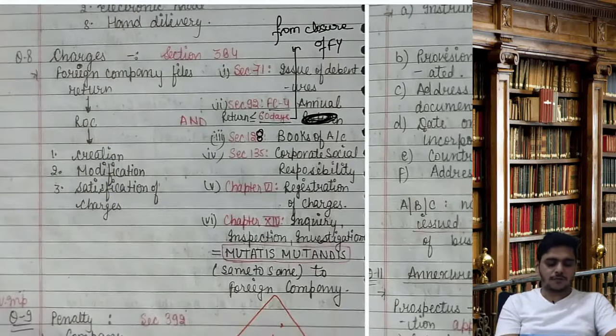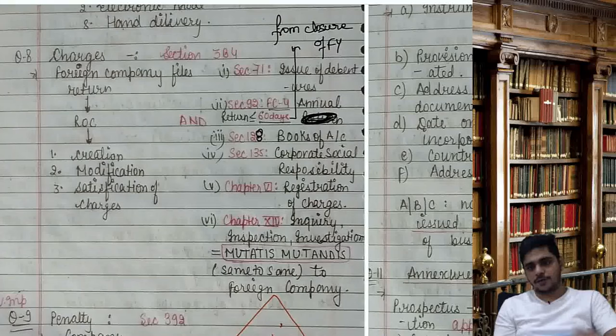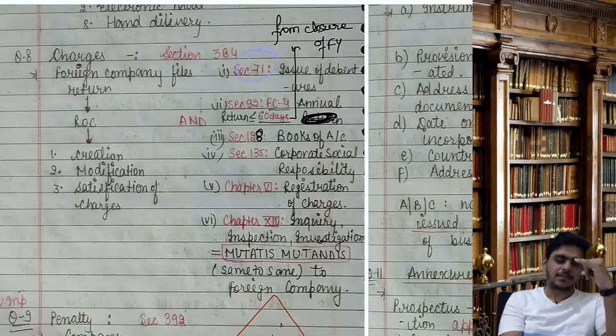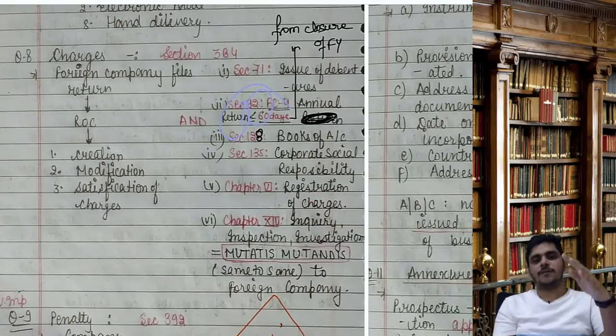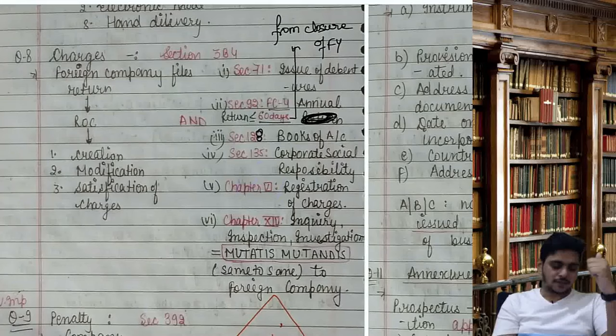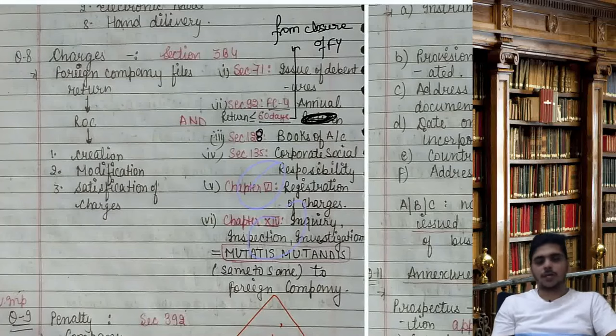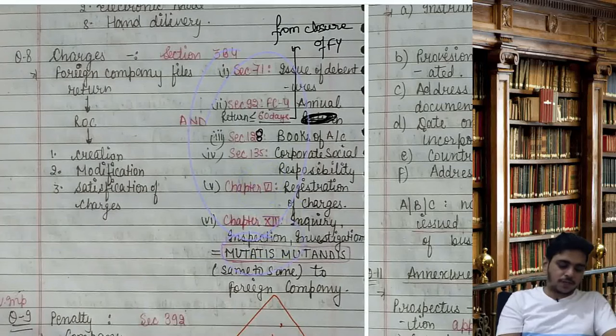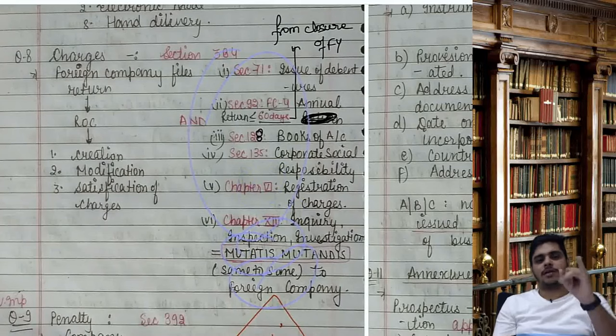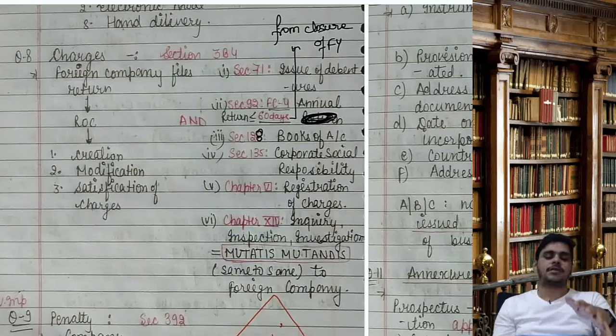Now, a few sections will be applicable mutatis mutandis to a foreign company. What are they? First, section 71, which talks about issue of debentures. 92, annual return. Then 128, books of accounts. 135, CASR. Then chapter 6, which talks about charges, and chapter 14, inquiry, inspection, investigation. These shall apply mutatis mutandis to a foreign company: 71, 92, 128, 135, chapter 6, chapter 14.